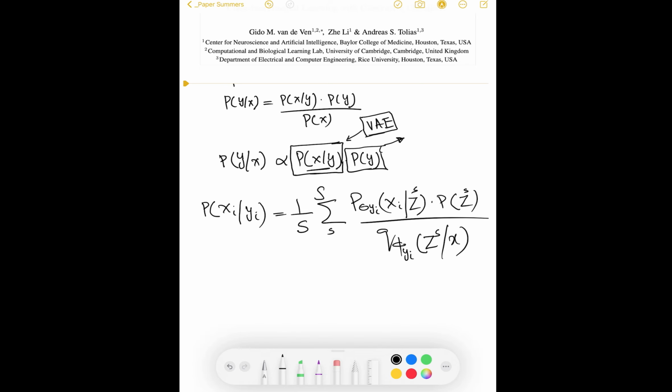Now S is the number of samples. In the variational autoencoder, remember we have the encoder and the decoder part. So this is the encoder part of the variational autoencoder for class yi, and this is the prior probability. Z is a sample from the latent space.